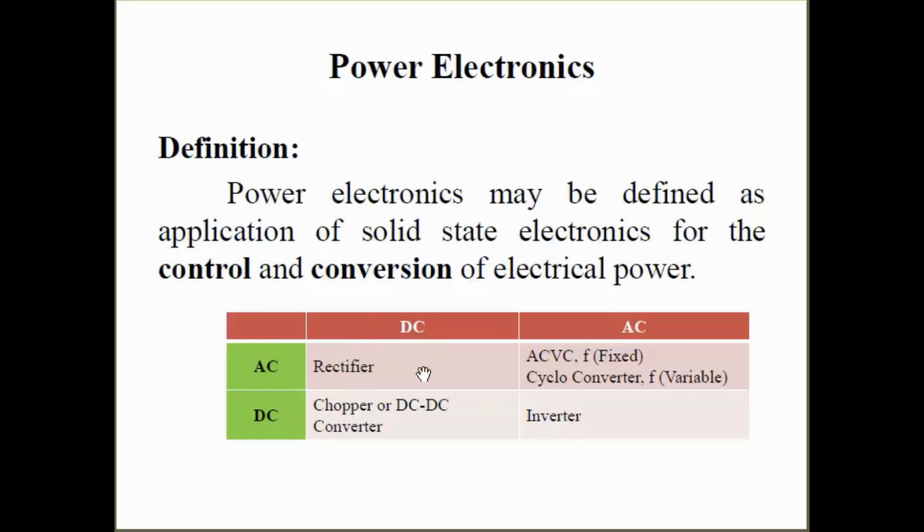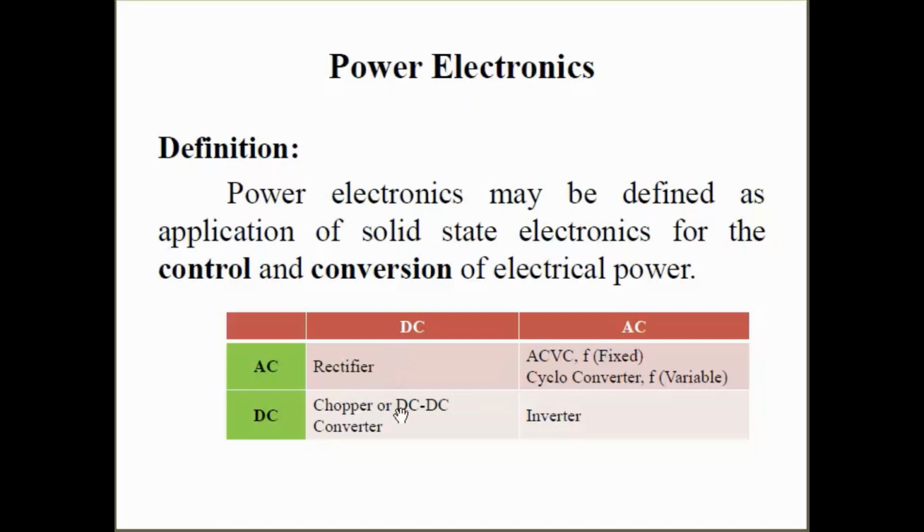So here two actions will take place, that is conversion and control. Conversion is from AC to DC. Control is nothing but going from 230 volts AC to 5 volts DC. So in a rectifier, control and conversion action both take place.